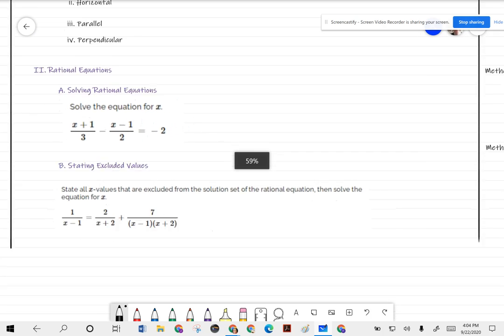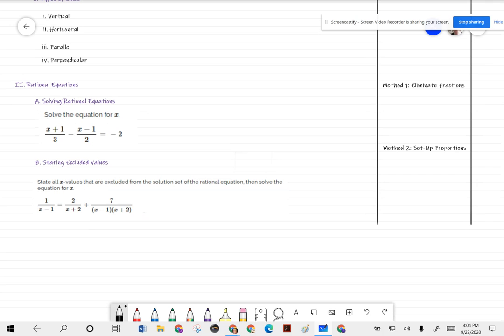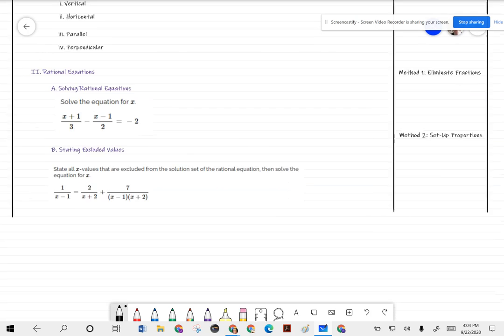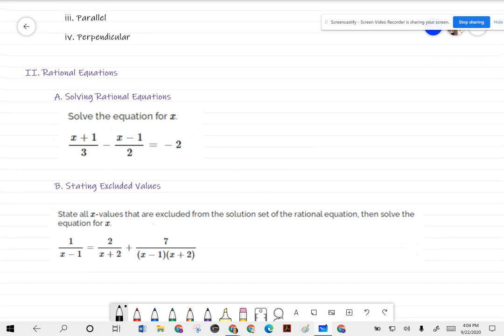for x. So method number one that we're going to try is to eliminate the fractions altogether. The process of eliminating the fractions would simply be to find out what the common denominator would be out of all of your fractions. And so we can see that the LCD is going to be 6. If I were to add these fractions, my common denominator would be 6. So what you're going to do is multiply everything by 6.